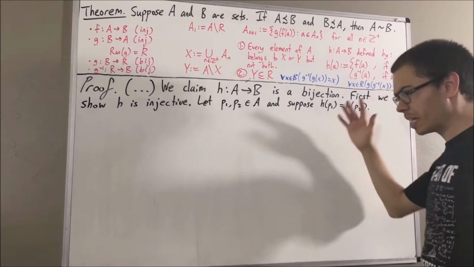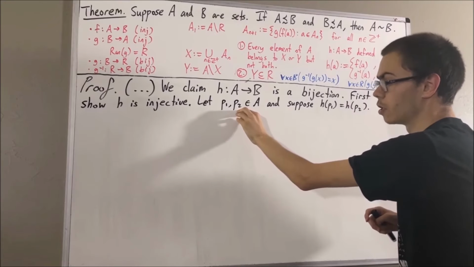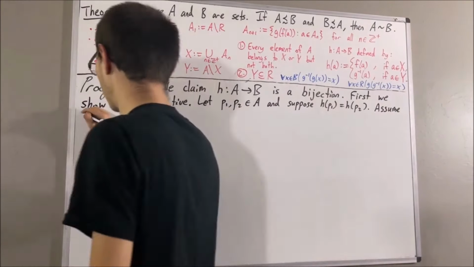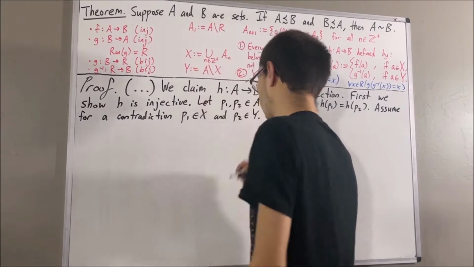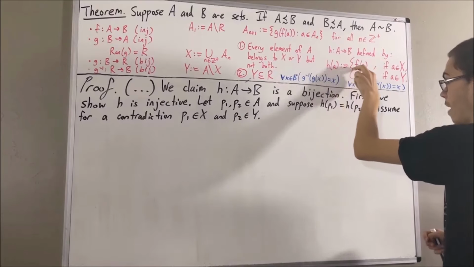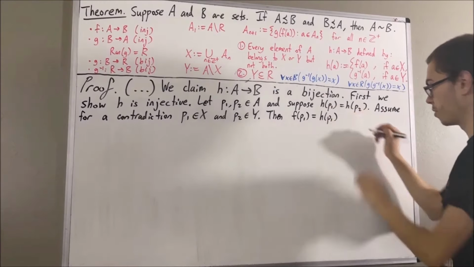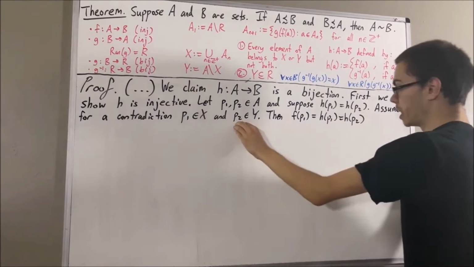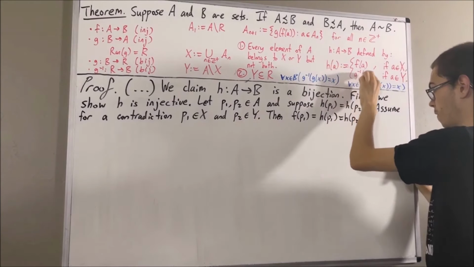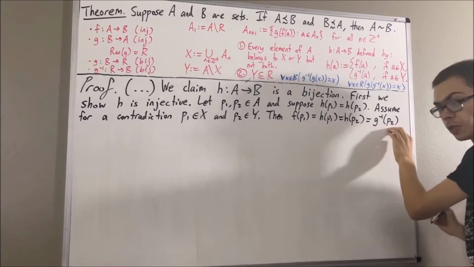Now first, we're going to eliminate the possibility that p1 is an element of X and p2 is an element of Y. So assume for a contradiction, p1 is an element of X and p2 is an element of Y. Well then, when we send p1 into the function H, we get that H of p1 is equal to F of p1. And we know that H of p1 is equal to H of p2. And when we send p2 into the function H, well, since p2 is an element of Y, we get that H of p2 is equal to G inverse of p2. So F of p1 is equal to G inverse of p2.